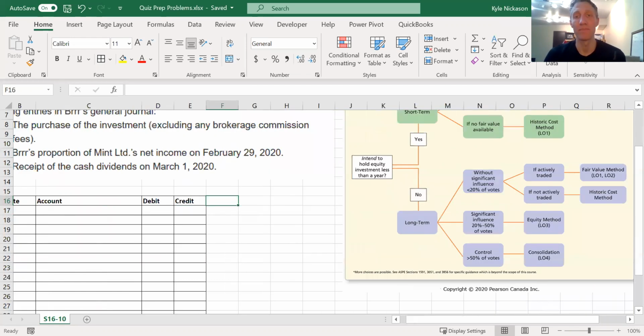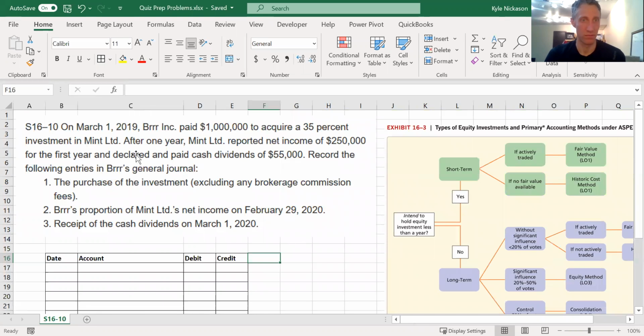In this problem, they have 35%. They've acquired 35% of another company. That's well within this 20 to 50% guideline. So we're going to use the equity method of valuation to solve this problem.